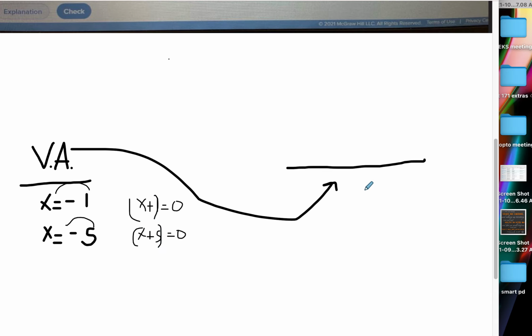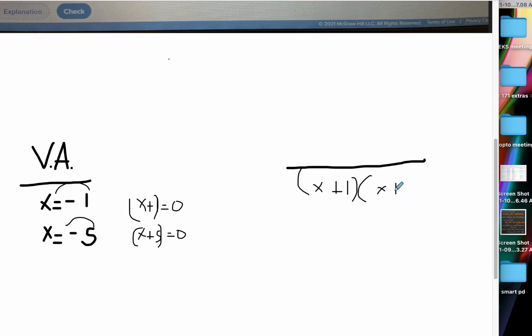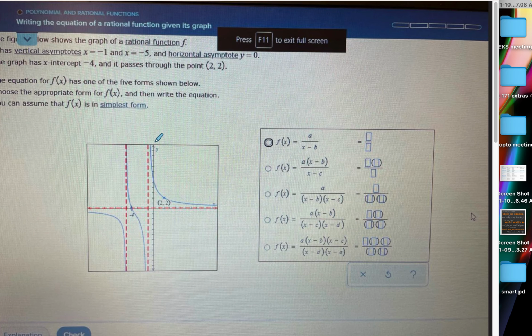So for my rational function down here on the bottom, I've got, let me erase this little arrow here, because I just wanted to show you where the vertical asymptotes lived. They live on the bottom. So those two little binomials go down there. That's x plus 1 and x plus 5. If you set each one of these equal to 0, you get your vertical asymptotes of -1 and -5. Hope that's clear. Now let's move on.